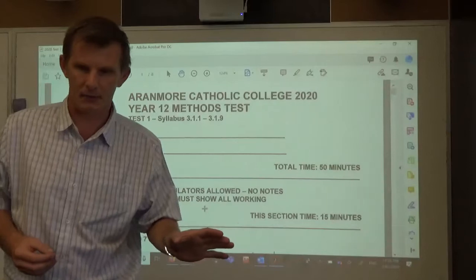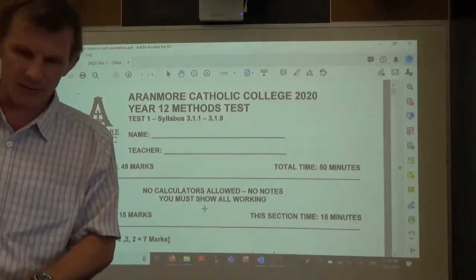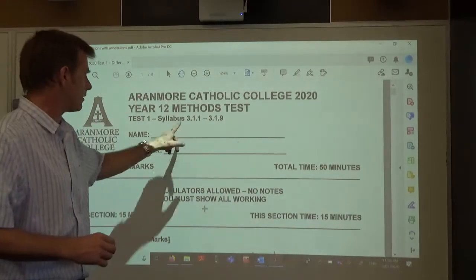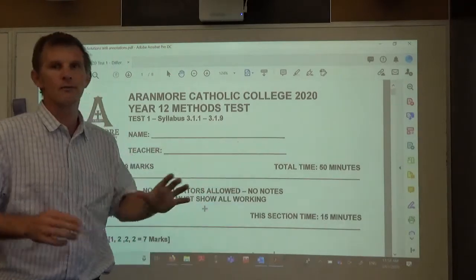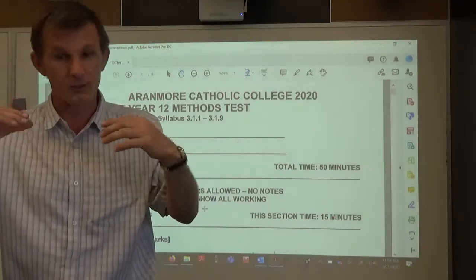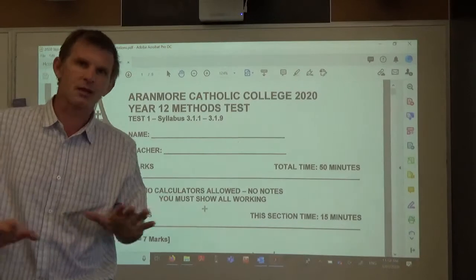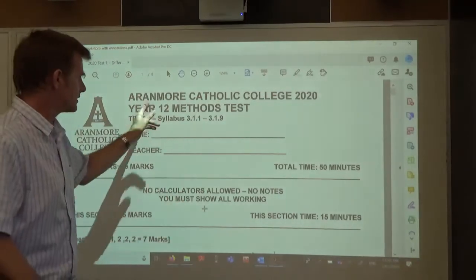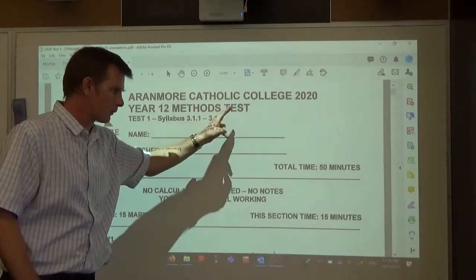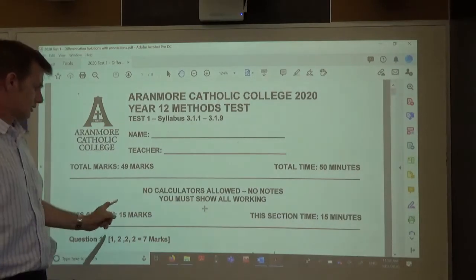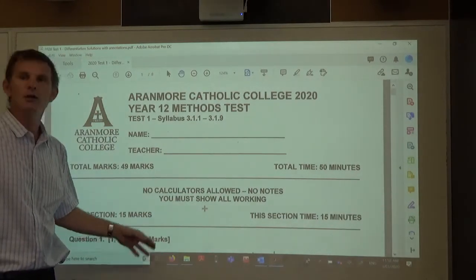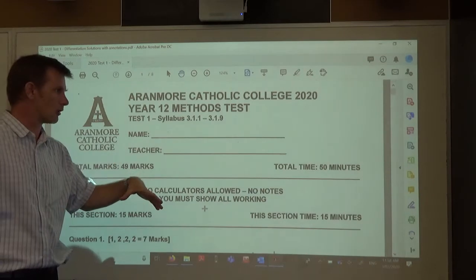We've just done our first test, which was on the syllabus points 3.1.1 to 3.1.9. Remembering all our work that we do is related to the syllabus, not to a textbook or anything like that. So these were the syllabus points we were working on. We had two sections to the test. The non-calc section is just here, and then we've got the calculator section to go through as well.